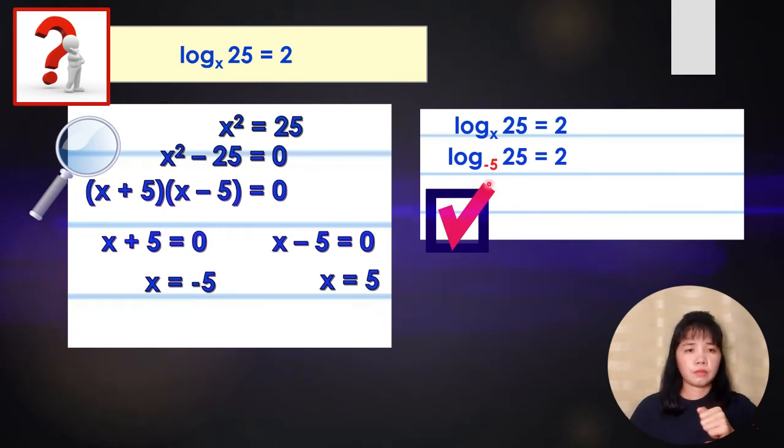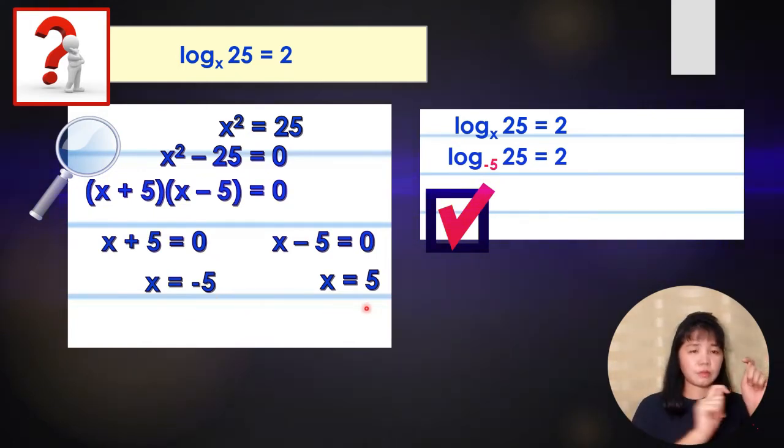Okay, look at the base. The base is negative. And we all know that in a logarithmic function or logarithmic equation, we must not have a negative base. Therefore, we can say that negative 5 here is not a solution.